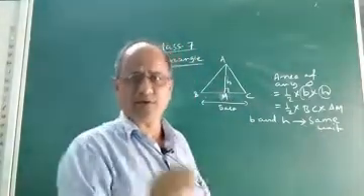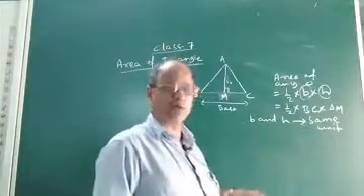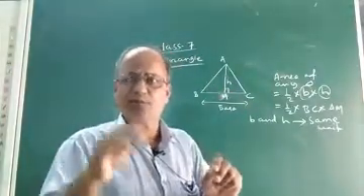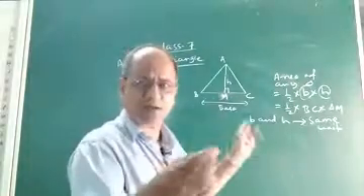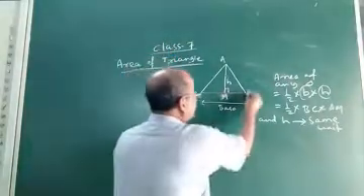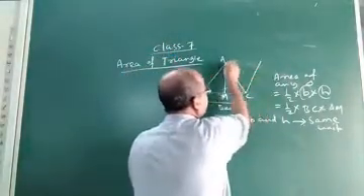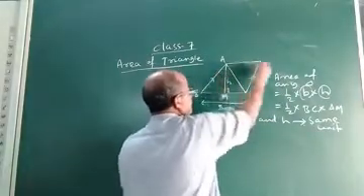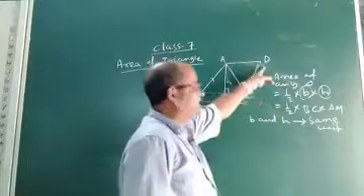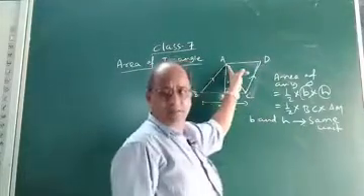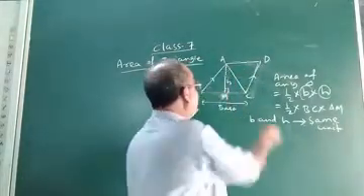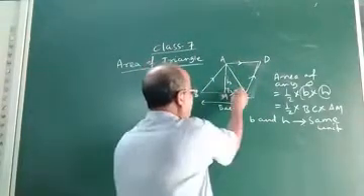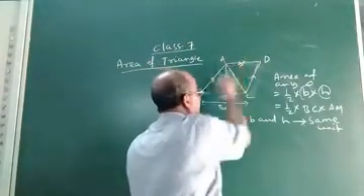Now children, you can ask me, sir, how did you come to know that the area of any triangle is half into base into height? Actually, its proof will be discussed in class 9, but we can discuss a little bit. In order to prove it, just draw a parallel. Draw CD parallel to BA, and AD parallel to BC.